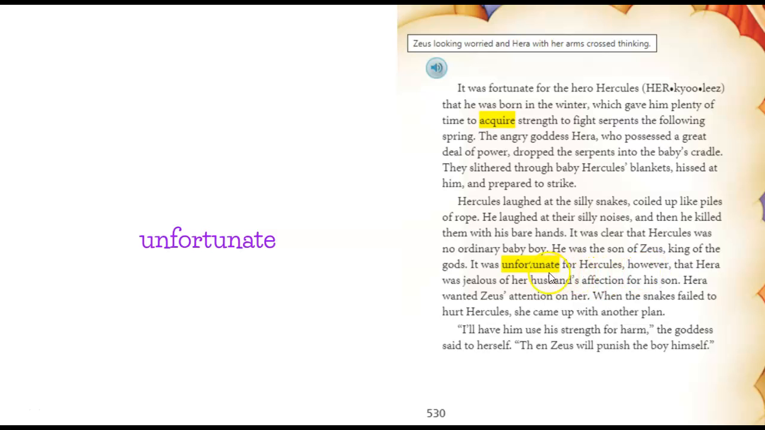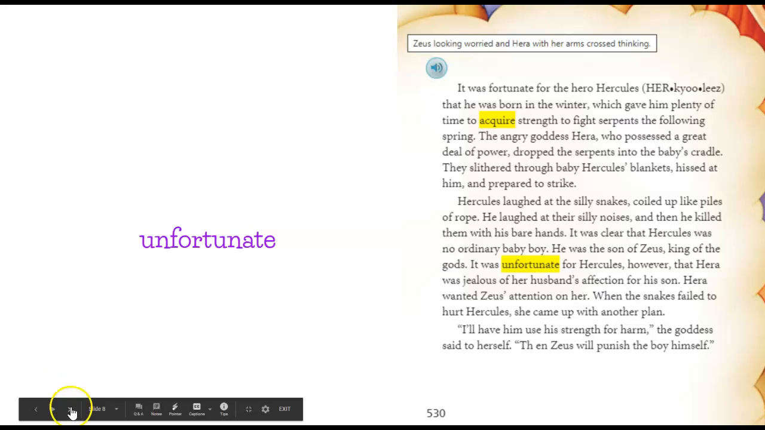Or maybe in the word unfortunate, I'm going to circle this word un. And I know that un means not. Understanding my prefixes and suffixes will help me too. So I know that un means not, so not fortunate. And I know that Hera was jealous of her husband's affection for his son. So Hera was jealous of Hercules. So what are some of those words that help me figure out unfortunate? That's going to be your job.